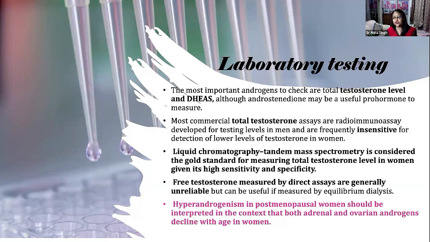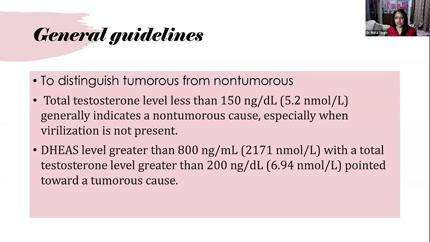whatever test reports you are getting, they are good. So hyperandrogenism in postmenopausal women should be interpreted in context that both adrenal as well as ovarian androgens decline with age in women. Just a general guideline to distinguish tumorous from non-tumorous, a repetition: total testosterone level less than 150 nanogram or less than 5 nanomoles is indicative of a non-tumorous or benign cause, especially when virilization is not present. And DHEAS levels greater than 800 nanograms or more than 2000 nanomoles, with a total testosterone level more than 200 nanogram or more than 6.9 nanomoles, points towards a tumorous cause of hyperandrogenism.